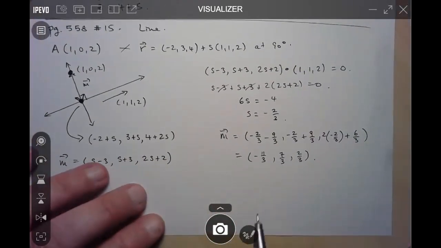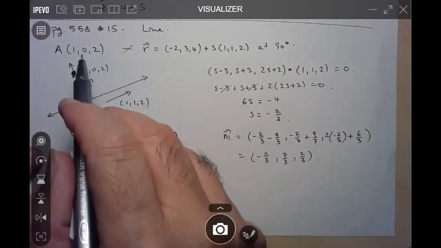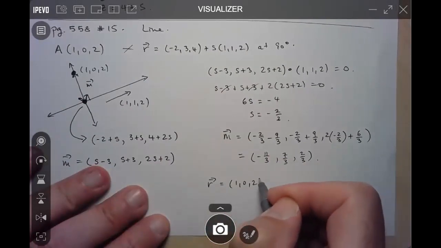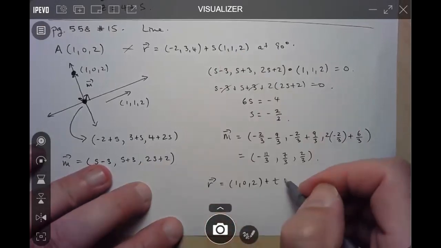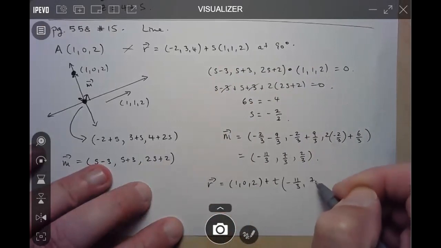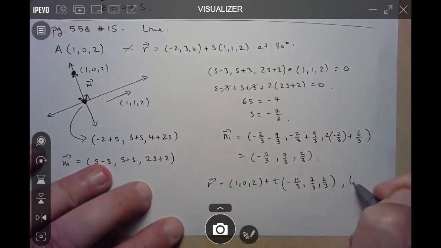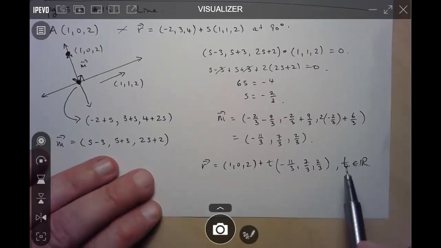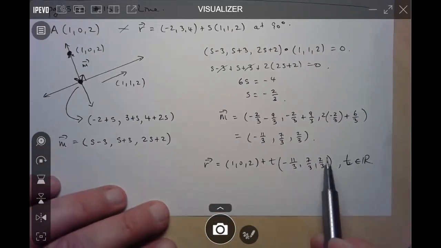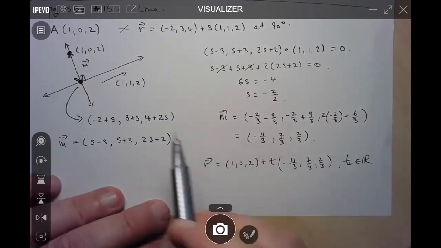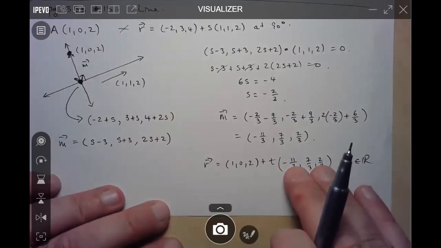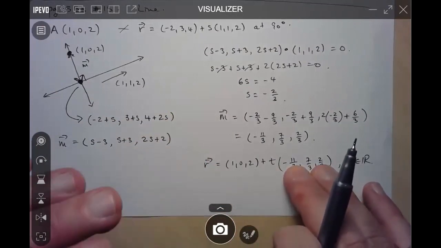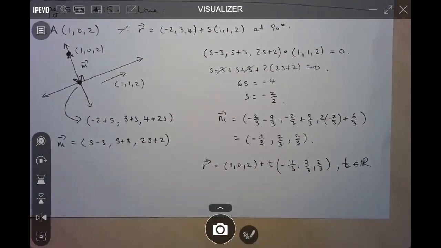And here I can now write the equation of my line. It passes through (1, 0, 2) plus, I won't use s again, I'll use t this time, because we already used s over there, t times (-11 over 3, 7 over 3, 2 over 3). Now, you could simplify this a bit, because do you have to use this vector here? No, you could use any vector parallel to that line. So you could have also just multiplied this by 3 and used (-11, 7, 2). That would have also been acceptable. In fact, it would have been a little nicer when you think about it.